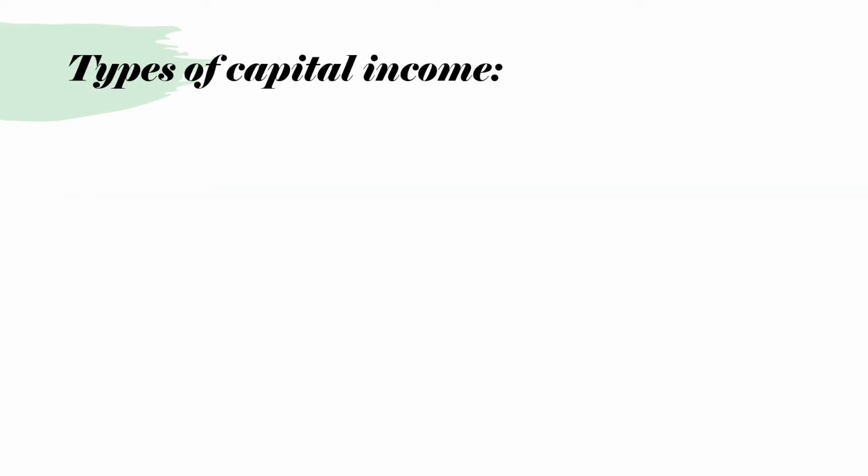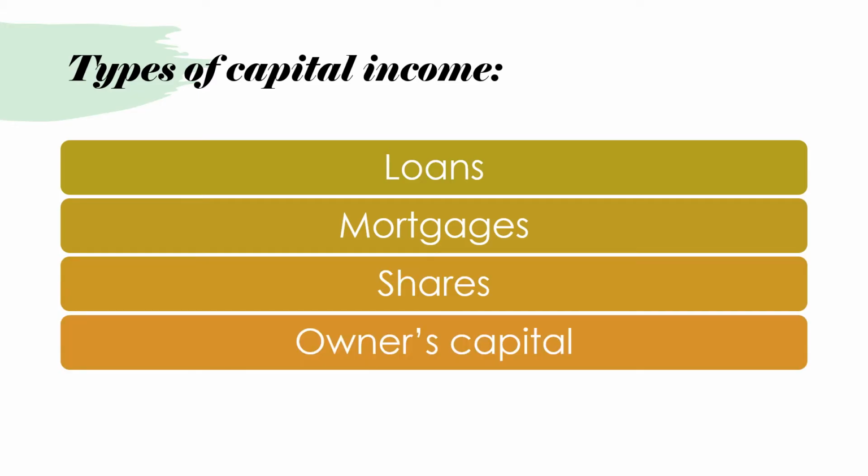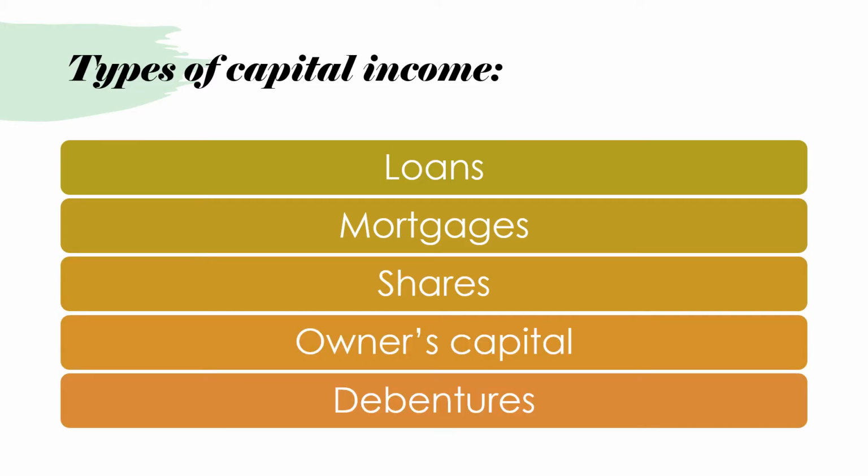Now, the types of capital income are loans, mortgages, shares, owner's capital, and debentures. Now we're going to look into each one of them. First one, what is a loan?